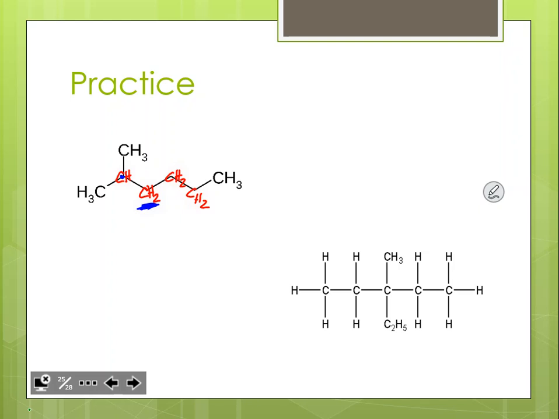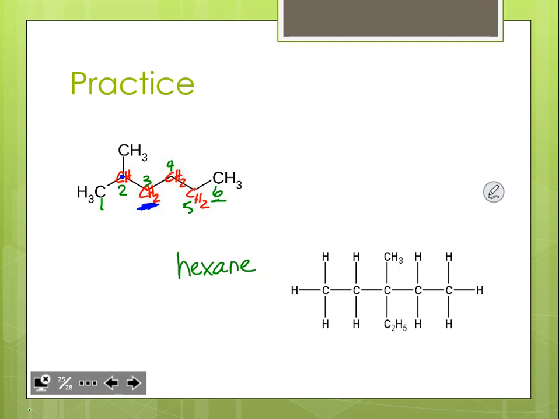I agree, left to right, because it looks like more of the branching things going over there on the left. So that's where I would start. I would start over here. 1, 2, 3, 4, 5, 6. So that means I have, what's my root name there? That's a 6. 6 is going to be a hexane. Very good. So we have a hexane here. That's going to be our root name.